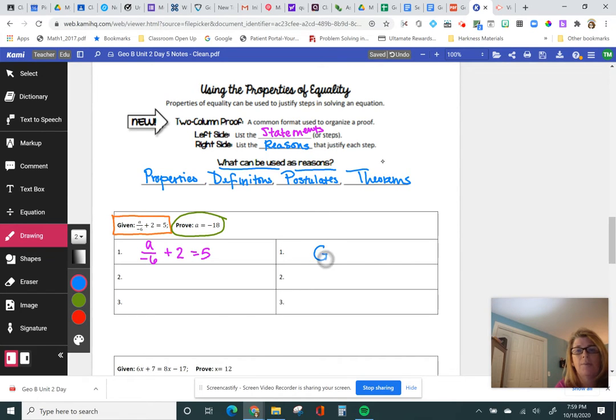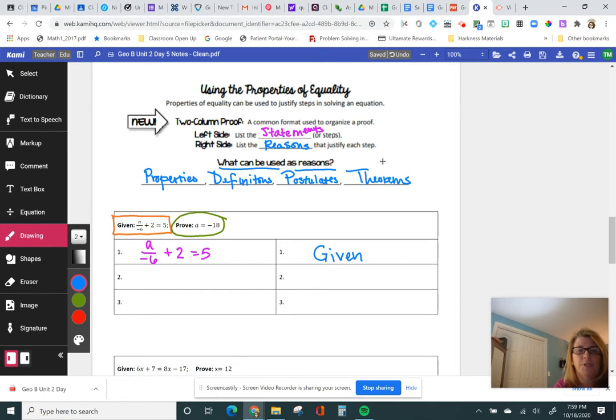That's our number one reason that we use, okay? They gave you that statement. That's where you start. It's like the starting point. And you can always start your proof with what they gave you. You don't always have to start it there, but you can always start it there.